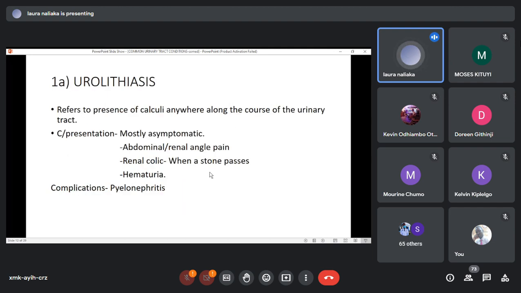The first cause of hematuria that we're going to look at is urolithiasis, which refers to presence of calculi anywhere along the course of the urinary tract. Main clinical presentation is abdominal or renal angle pain. The patients will also present with renal colic, especially when a stone is trying to pass through the pelvis or the ureters. They can also present with hematuria, but at times it's an incidental finding, so patients are usually asymptomatic. Main complication of urolithiasis is infection, that's pyelonephritis.